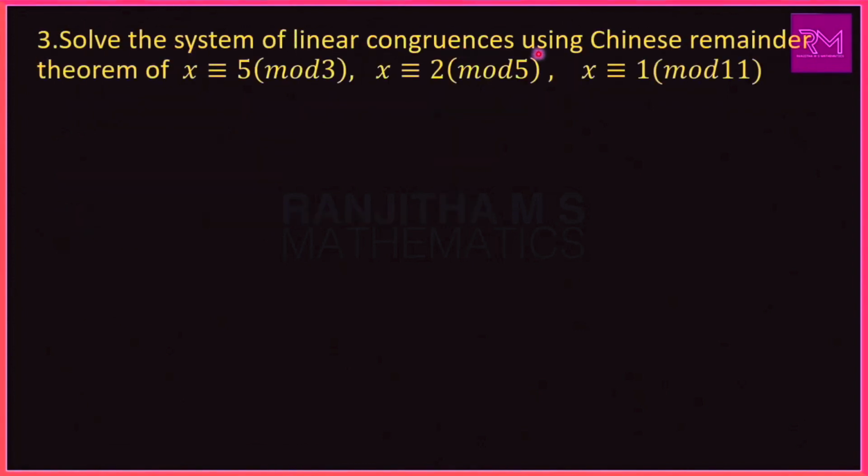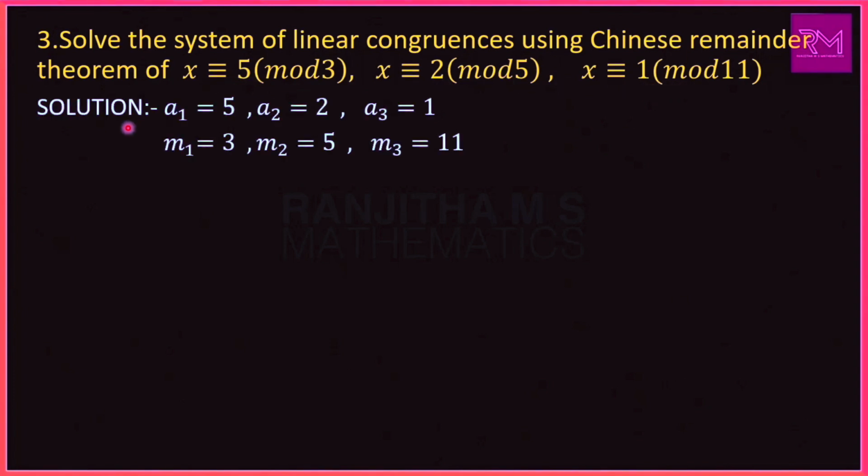Solve the system of linear congruence using Chinese remainder theorem for x is congruent to 5 mod 3, x is congruent to 2 mod 5, x is congruent to 1 mod 11. Here also, first we have to take the a1, a2, a3 values and m1, m2, m3 values. Here a1 is 5, a2 is 2, a3 is 1. Similarly m1 is 3, m2 is 5 and m3 is 11.